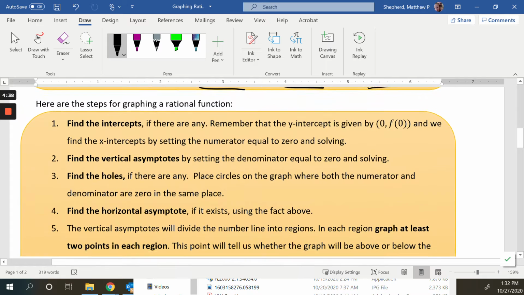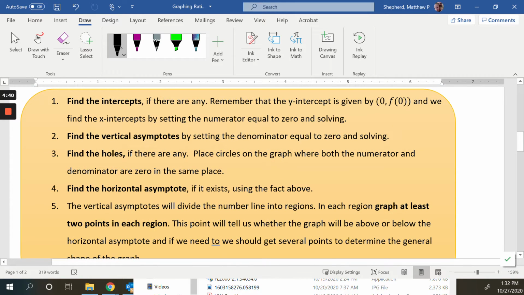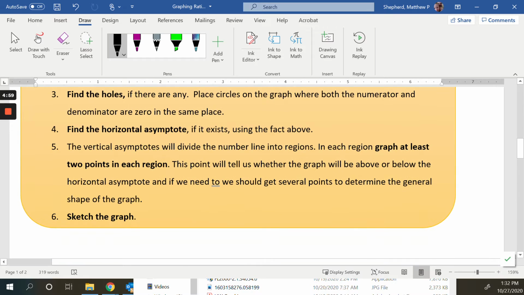So here are the steps we are going to follow. First thing we will do with any of our equations, we're going to find the intercepts. After we've found the intercepts, we're going to find the vertical asymptotes, find the holes, find the horizontal asymptote, or I should also say the slant asymptote at that point.